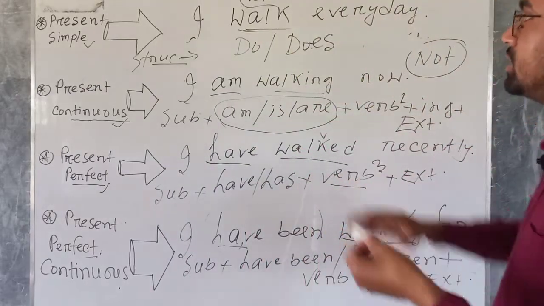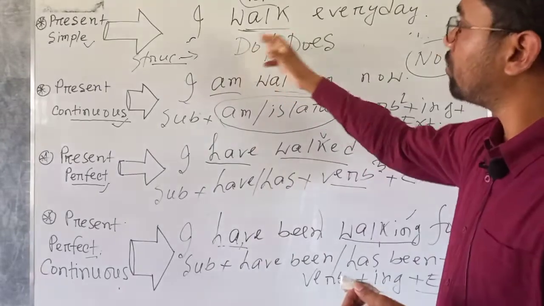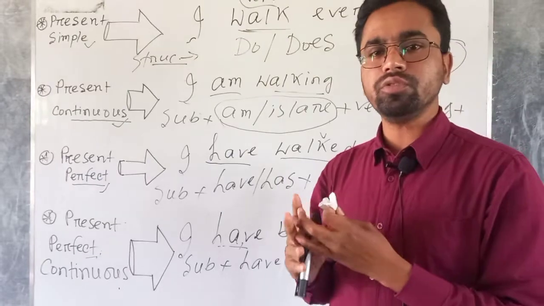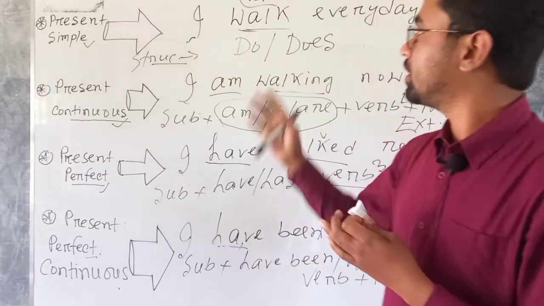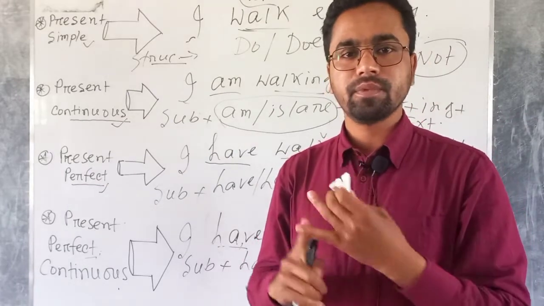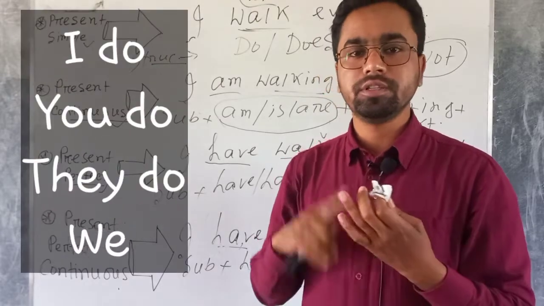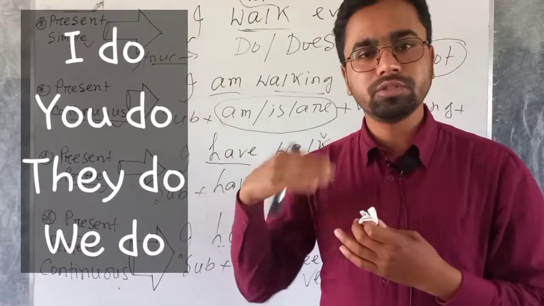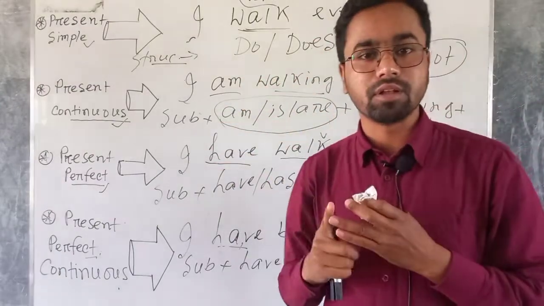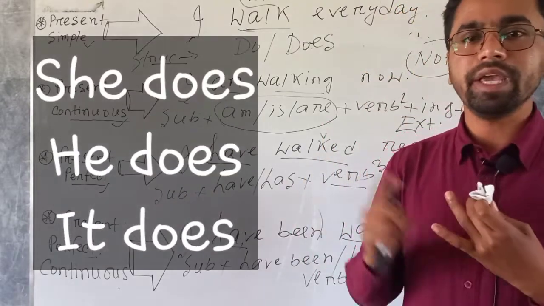In present simple tense, you have the auxiliary verb do or does. I do, you do, they do. I mean, do is preferable for the person I, you and plural: I do, you do, they do, we do. And does is only preferable with the singular: she does, he does, it does.